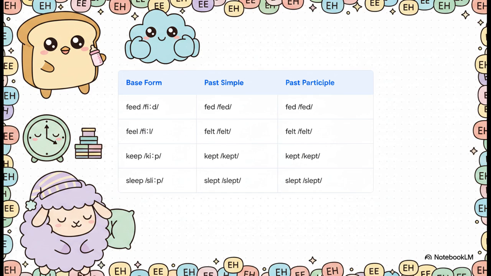Keep, kept, kept. Sleep, slept, slept. Crisp and clear. Once you lock onto that specific E to E transition, you've just memorized a whole block of vocabulary without even thinking about it.